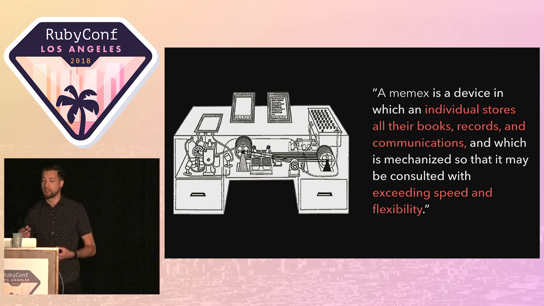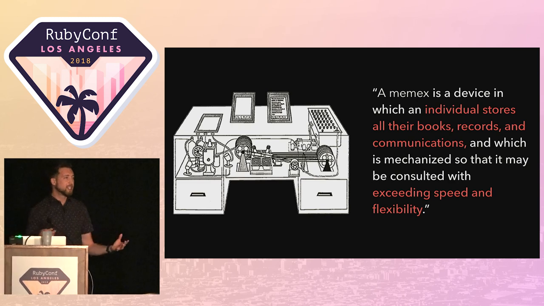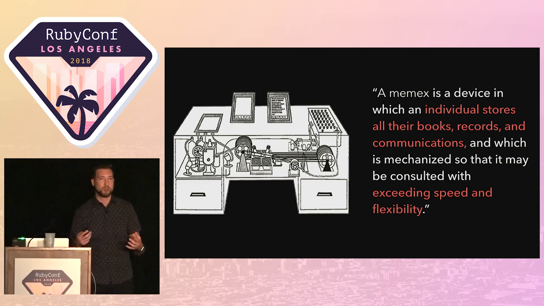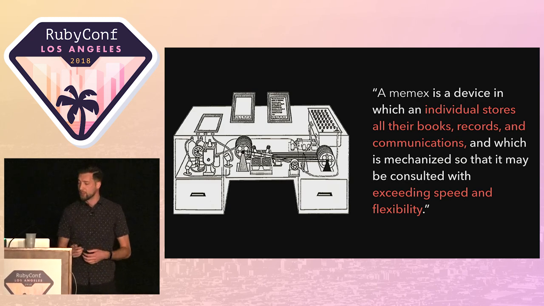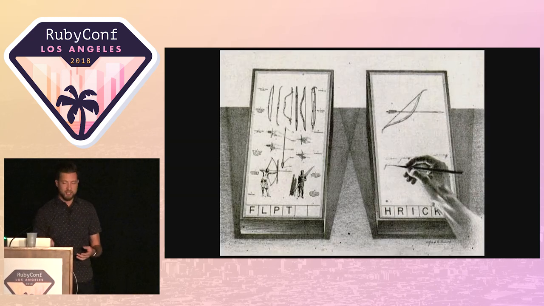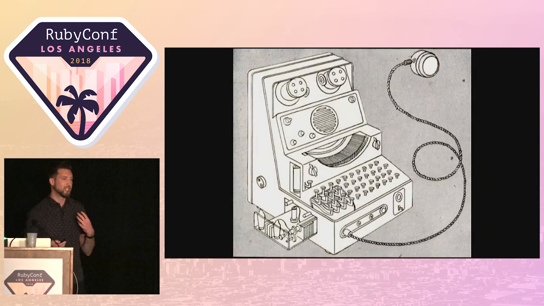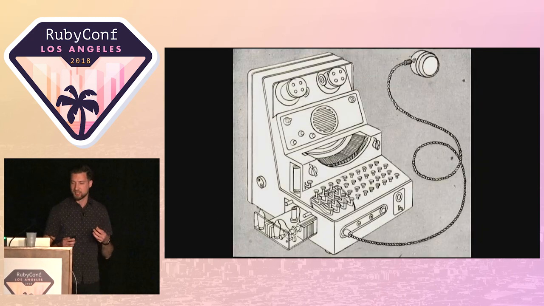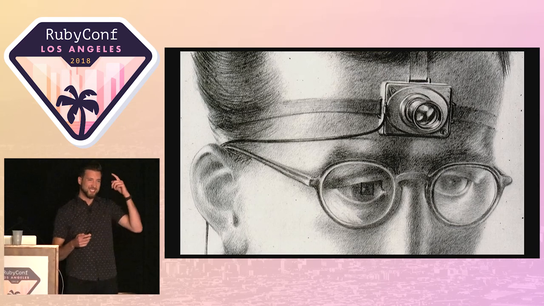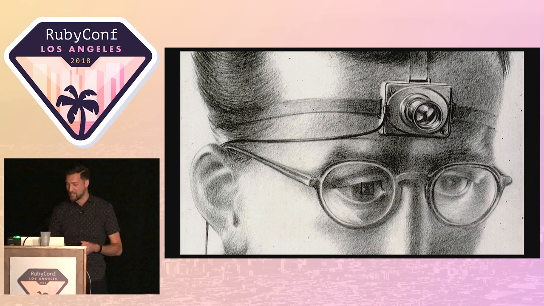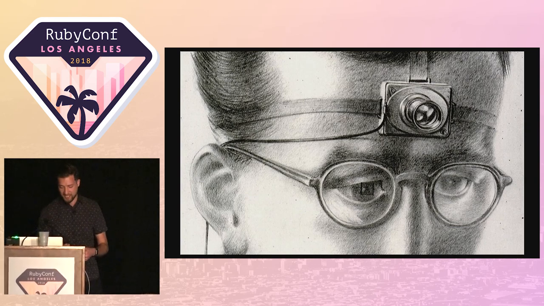A Memex, he said, is a device in which an individual stores all their books, records, and communications, and then you can search through it and navigate it, and this is really cool. It would be the one place your personal information would be stored. It would have this cool stylus for adding notes and drawings, this voice recorder that you could add voice memos with, even this clip-on camera to add photos into your Memex. It's a little bit like science fiction, but this was the idea he had.